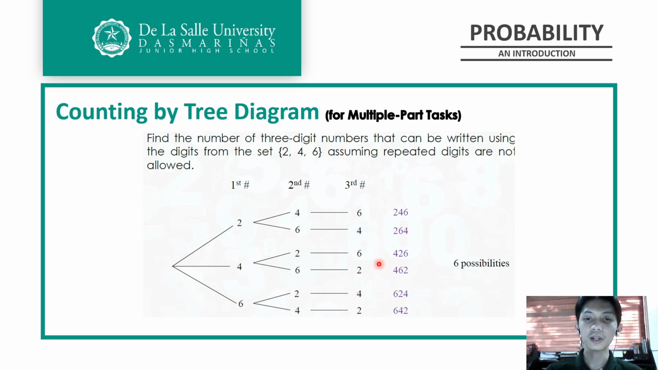So we list down all the possible numbers. We have 246, 264, 426, 462, 624, and 642. That means we have 6 possibilities of having a 3-digit number using this set of digits.